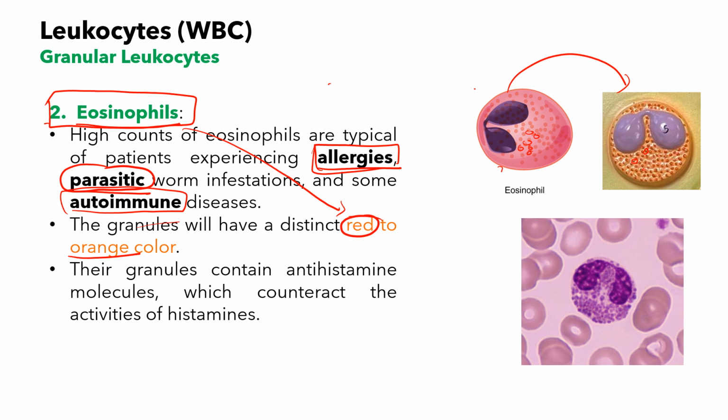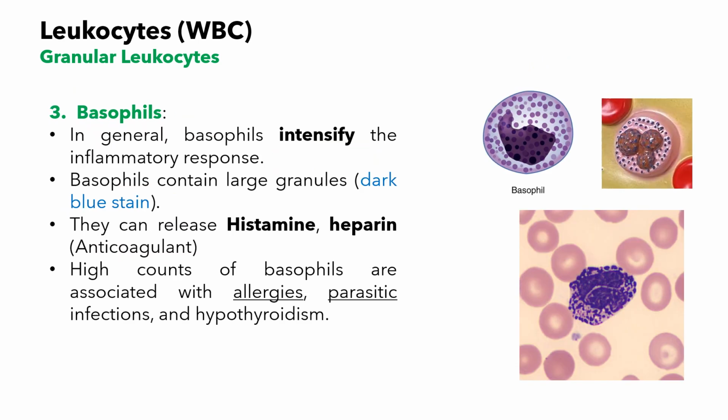Now, my suggestion is to memorize the next cell, basophil, which is going to be easier. And I'll tell you why in a minute. Basophils are the last granular leukocyte, and the least common, the most rare. But my recommendation, the easy way you can get these points in the exam, is to recognize this.